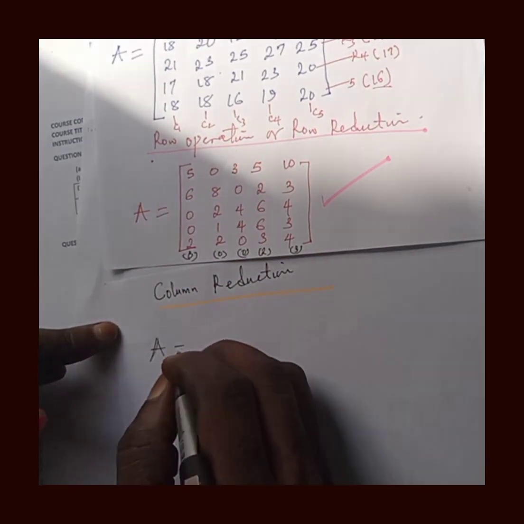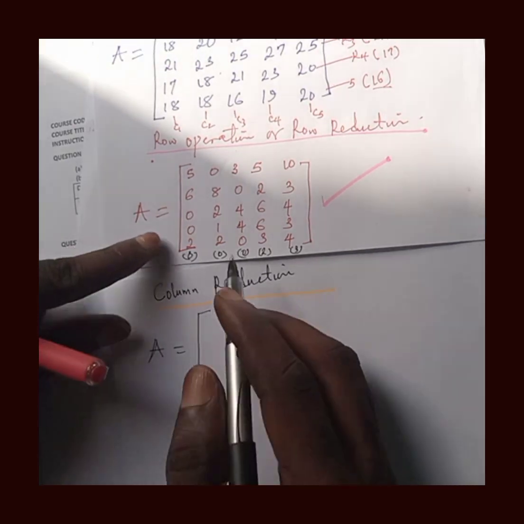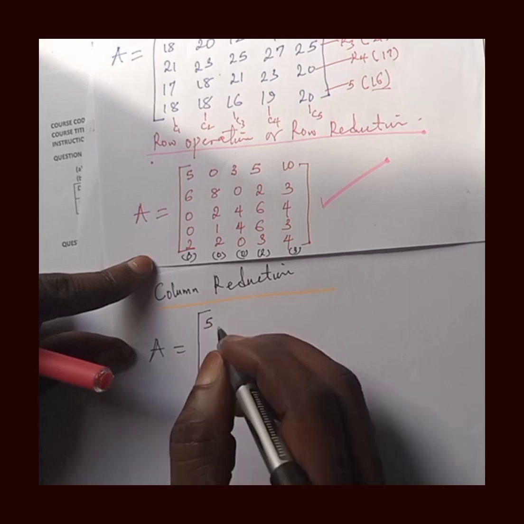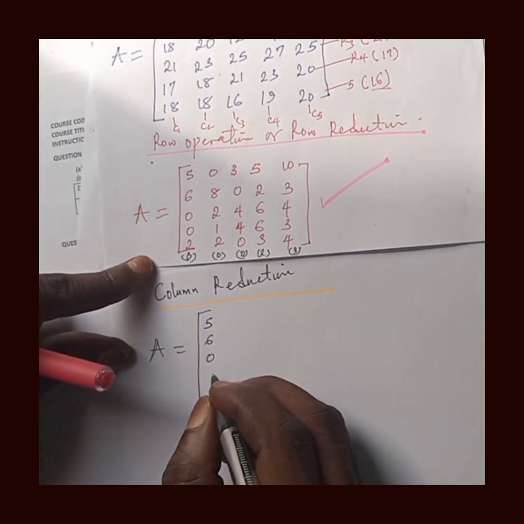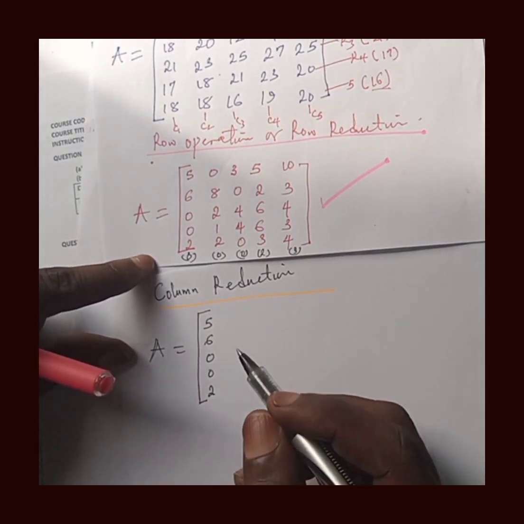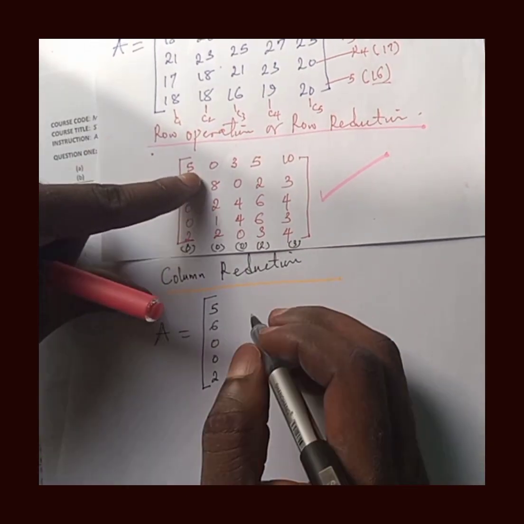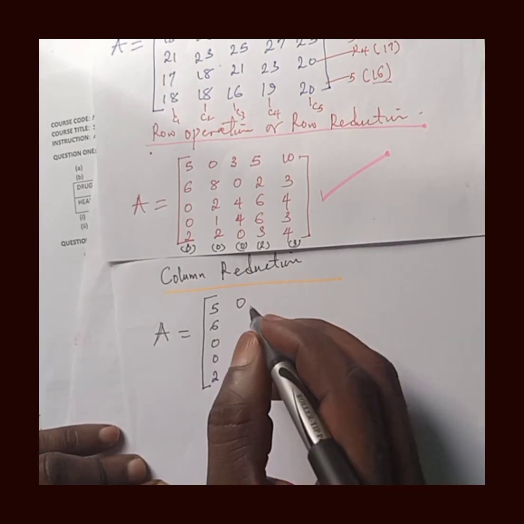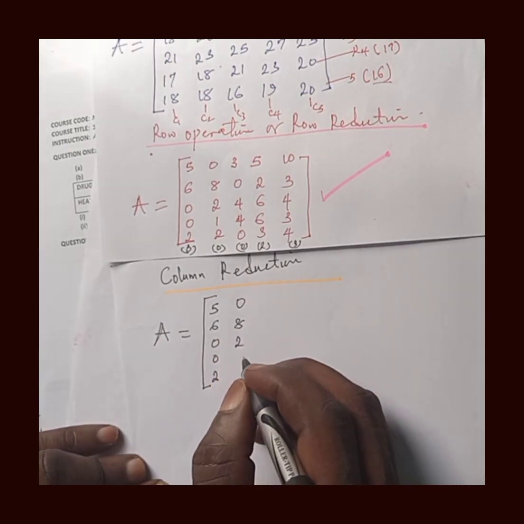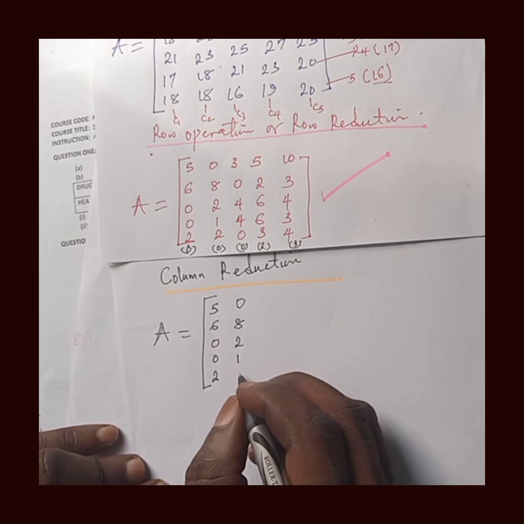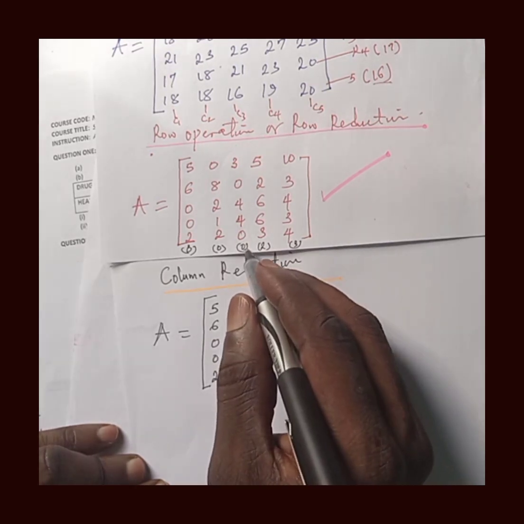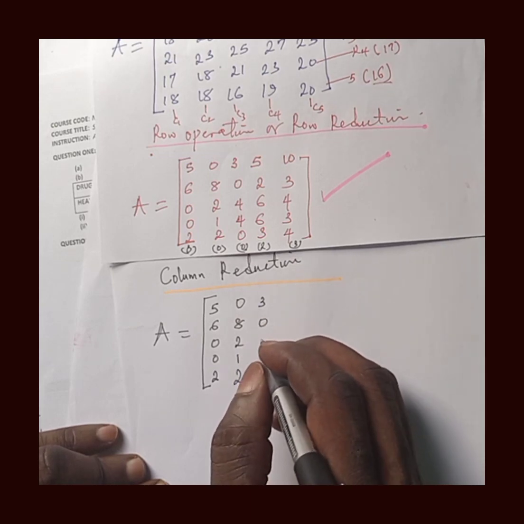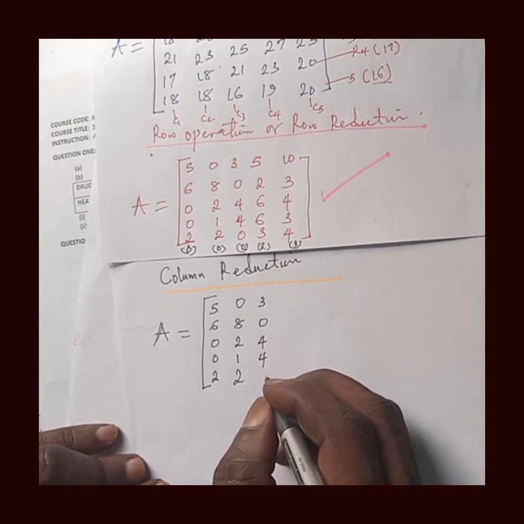So we are going to have our A equal to, so when you subtract 0 from this element, we still have the same value as 5, 6, 0, 0, and 2. It will not change because 0 will not affect it. If you now try the second one as well, since it's 0, the value will still remain as 0, 8, 2, 1, and 2. The third one is also 0, so it will not change. You have a 3, 0, 4, 4, and 0.